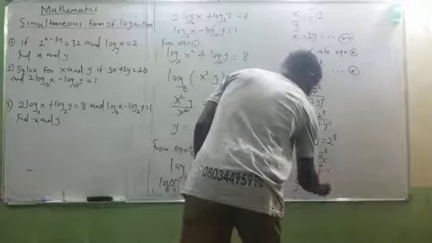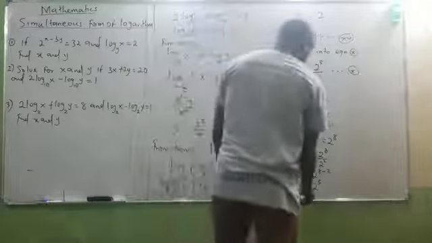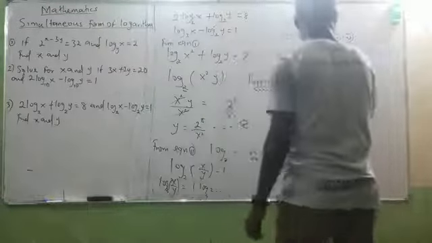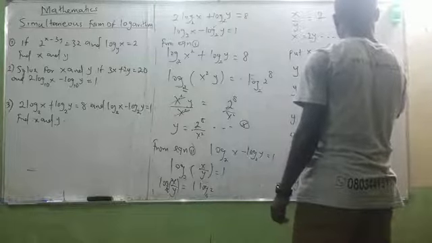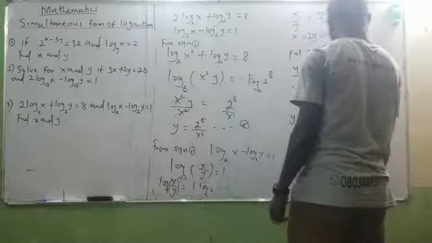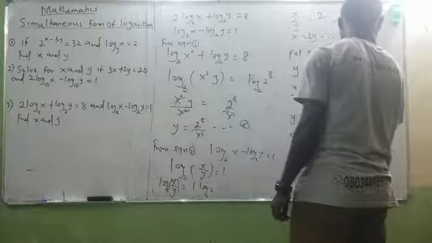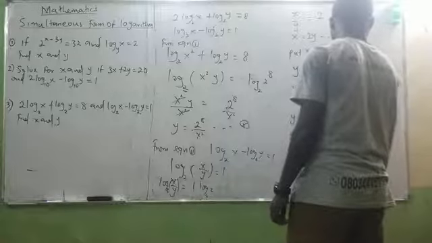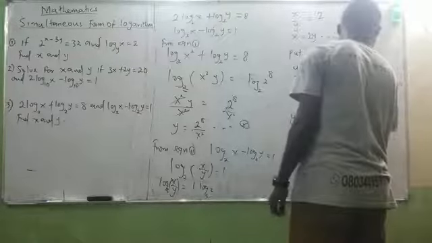Now, I can multiply both powers by 1 all over 3. It means y equals to what? 2 raised to power 6 multiplied by 1 all over 3. This will cancel this. y equals to 2 squared, which equals to 4. It means my y equals to 4.